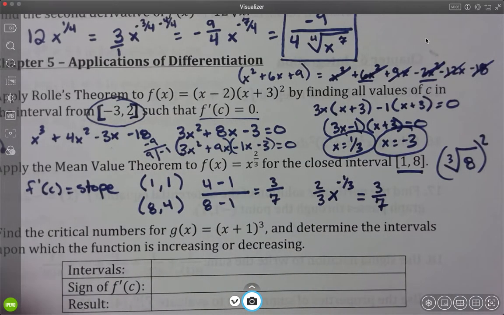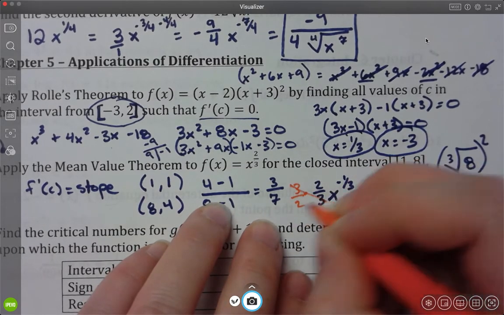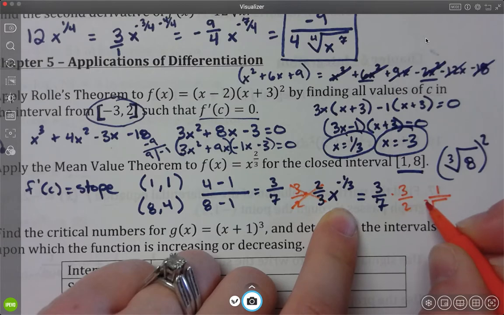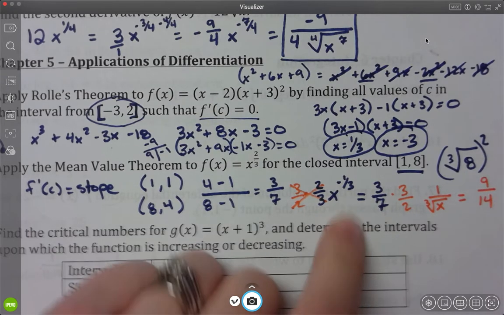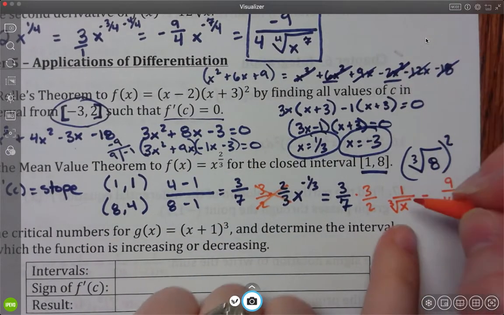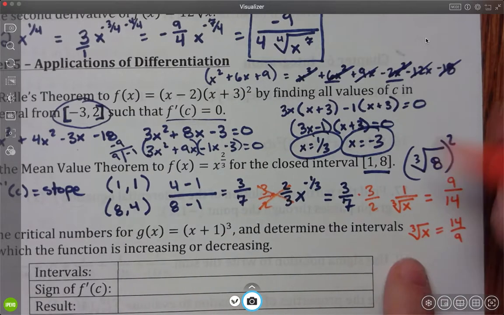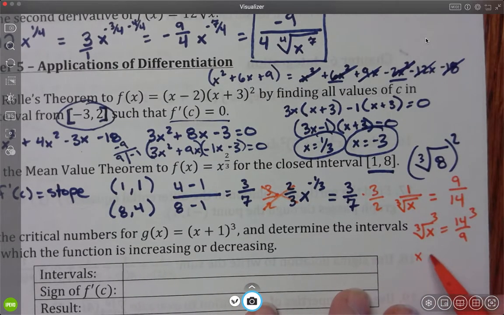Oh my goodness, what a mess I have. Let's do this. I'm going to multiply by 3/2 here, and really then this is 1 over the cube root of x, which is what x to the negative 1/3 is, equals 9/14. Oh my goodness, that is super ugly. When I have this fraction here, this will be the cube root of x equals 14/9. I just flipped both sides, and then to get rid of the cube root, I'm going to cube both sides. So x is going to be equal to 14/9 cubed. Oh my goodness.